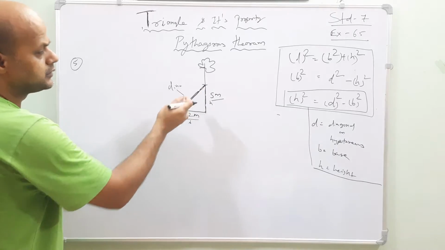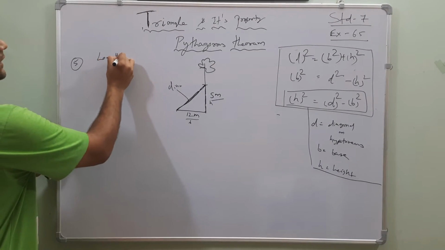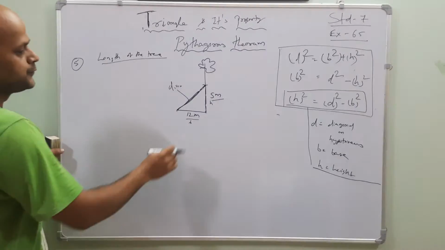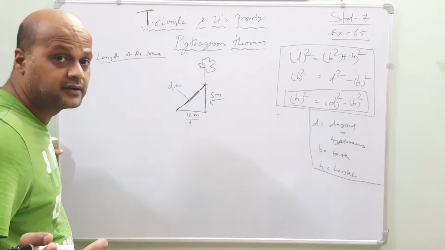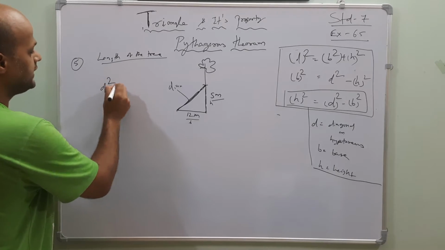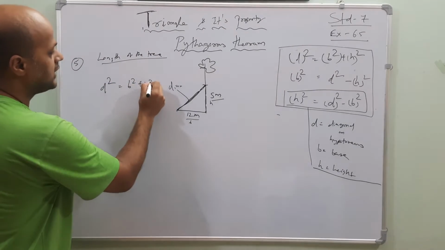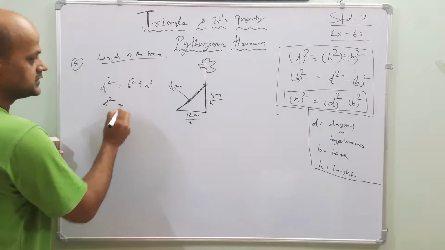Now what is the question asking? What is the length of the tree? Before finding the length of the tree, you have to find out the length of the broken part. Now what is the broken part? The broken part is the diagonal d. Diagonal square is equal to base square plus height square. Diagonal is not given, that's why d square will be as it is.